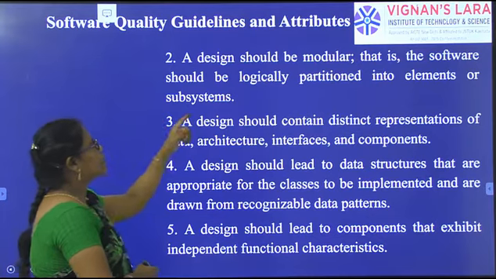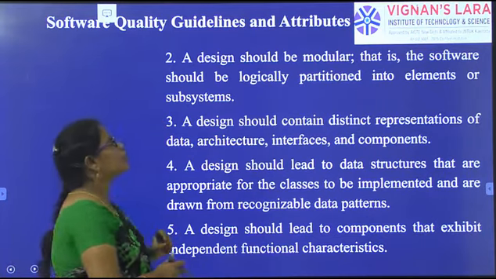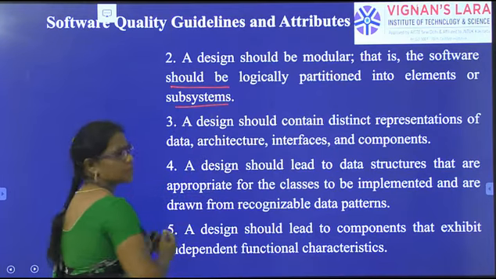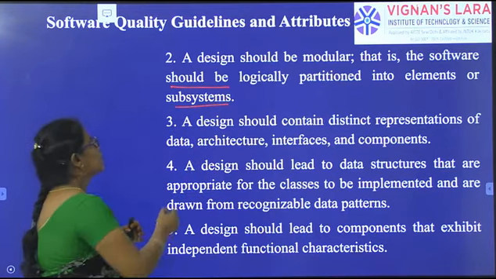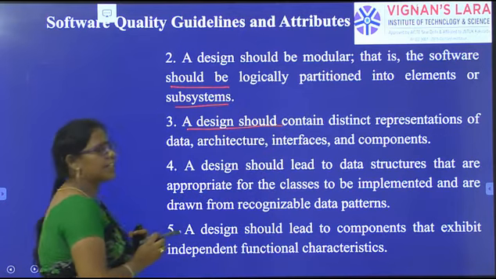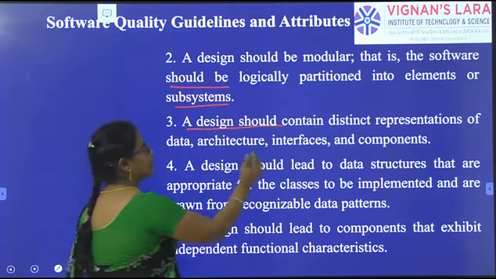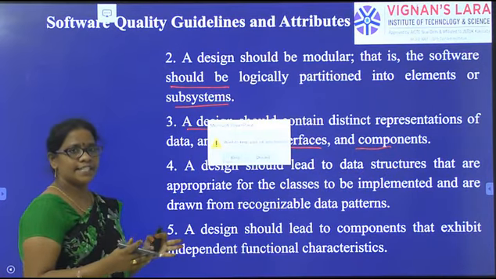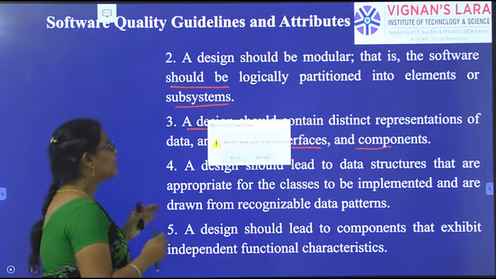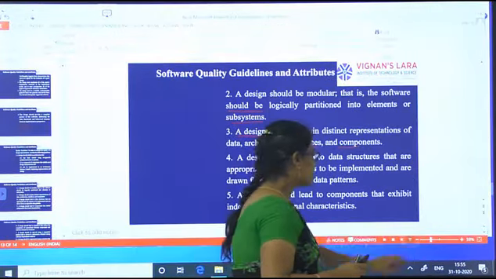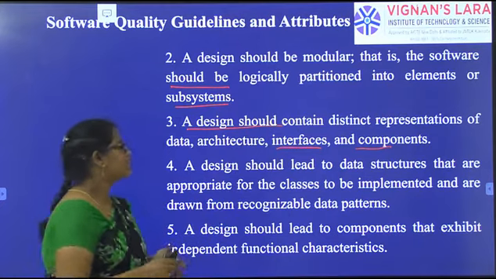And next, the design should be modular. That is, software should be logically partitioned into elements or subsystems. That is already known. Next, the third point: a design should contain distinct representations of data, architecture, interfaces and components. Whatever things we are using, there should be a distinct one. Distinct is nothing but different.